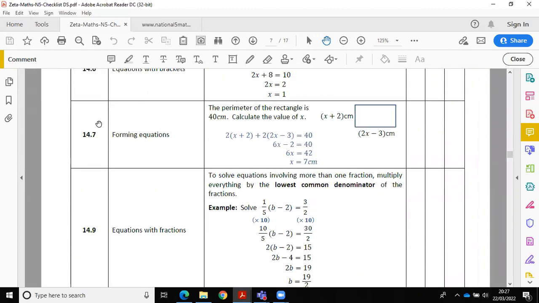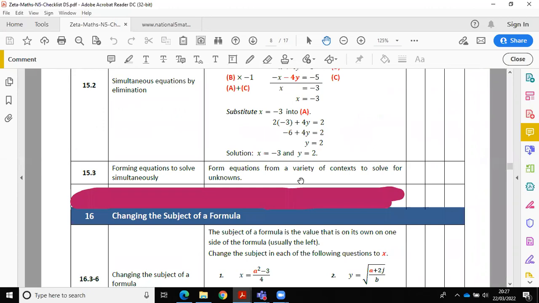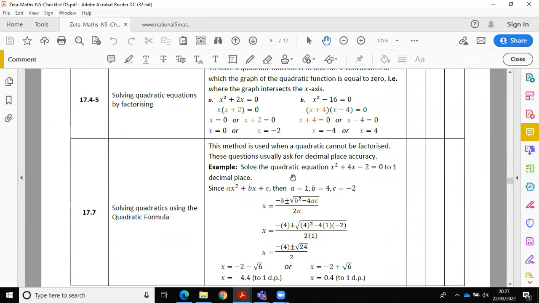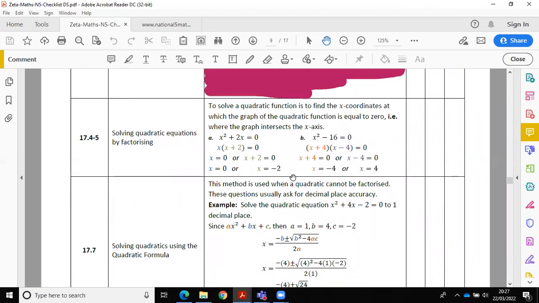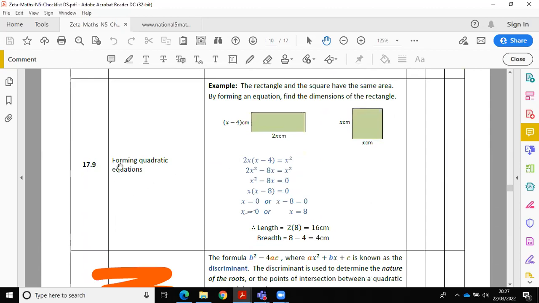I think forming equations is probably one of the toughest parts, seeing where they come from. They like doing it for quadratics, and they like doing it for just algebraic equations like this setup, and the one I just did. Simultaneous equations, not so much, but they like doing forming quadratic equations.